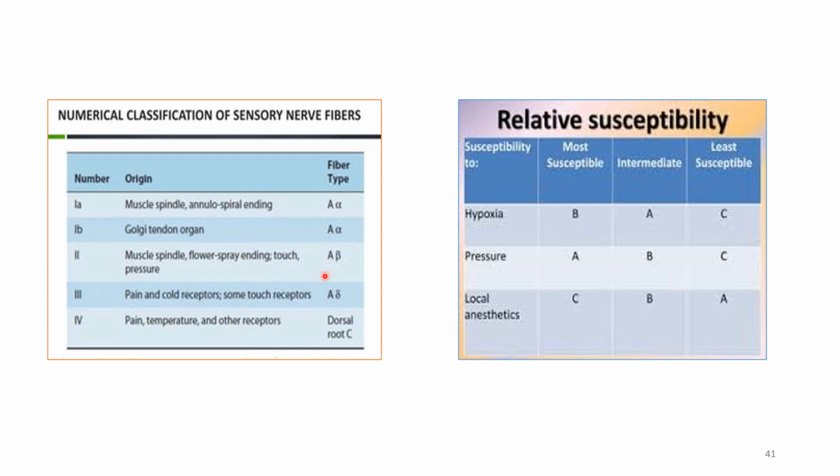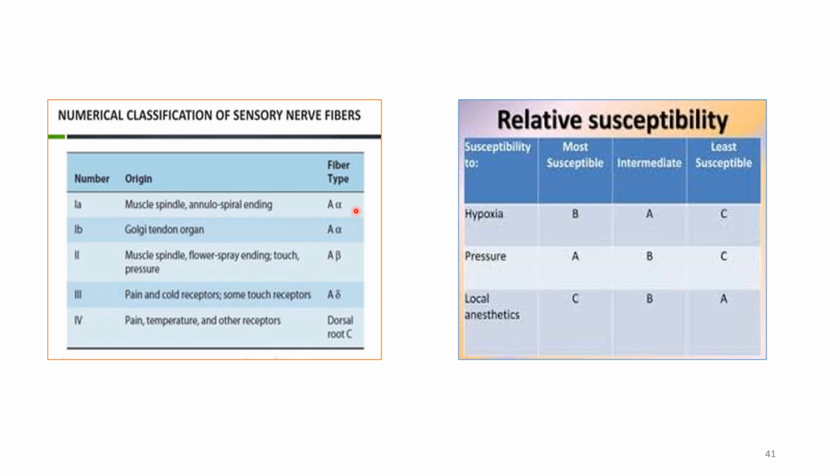Then A beta is called type 2. It carries information from the flower spray ending of the muscle spindle and also touch and pressure sensations. Now A delta is classified as number 3. It carries pain and cold receptors and some touch receptors also. Dorsal root C is classified under 4. It carries pain, temperature and information from other receptors.